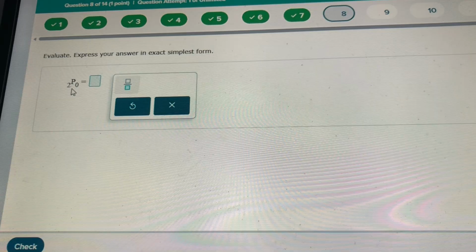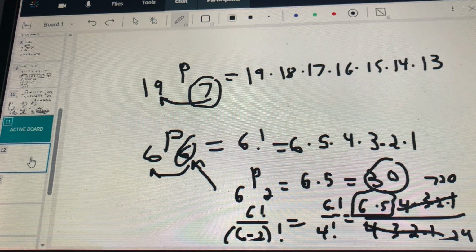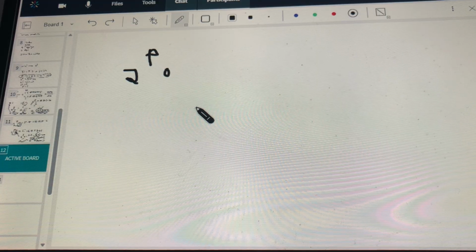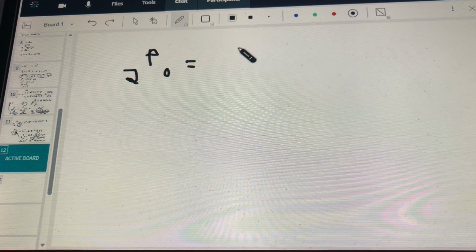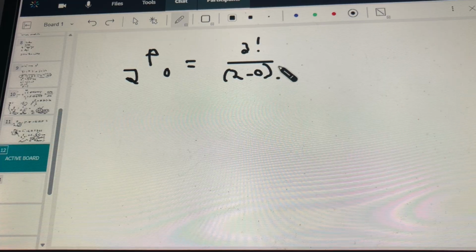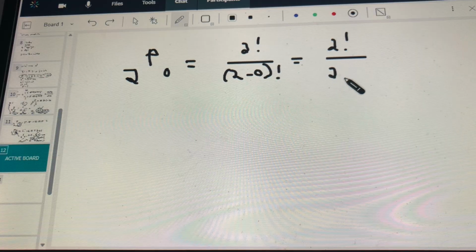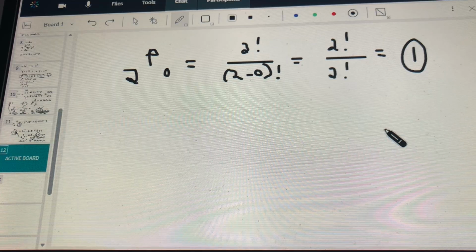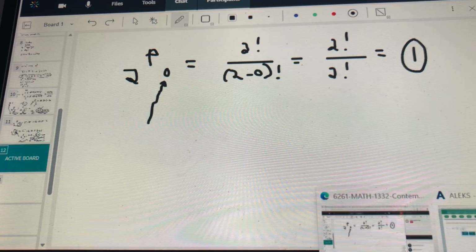That's basically trying to say both numbers are the same. Now, 2 permutation 0, here's why. This is exactly why 0 factorial has an automatic answer of 1. Because if I use the formula for this, it would be 2 factorial over 2 minus 0 factorial. And 2 minus 0 is 2. And anything divided by itself equals 1. So if a permutation ends with a 0, the answer is just automatically 1.